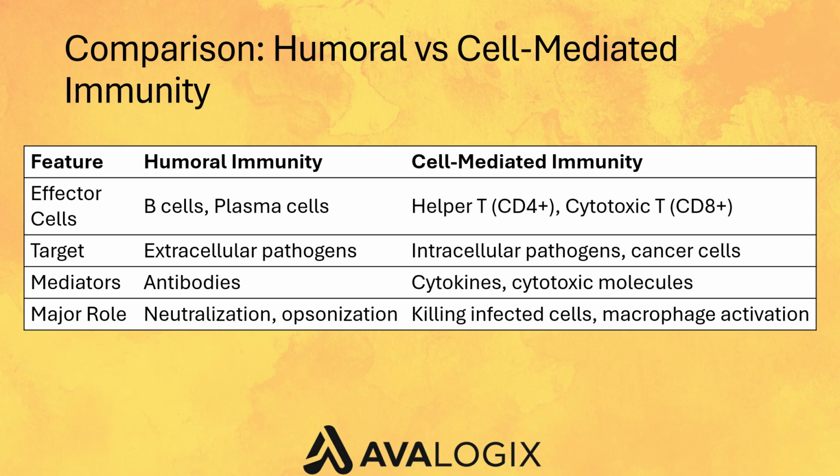Humoral immunity acts mainly in body fluids, whereas cell-mediated immunity acts within tissues and cells. While both systems are specific and generate immunological memory, their mechanisms differ. One uses soluble antibodies, the other uses cellular cytotoxicity and cytokine signaling. Importantly, they work together. Helper T cells activate B cells in humoral immunity, and antibodies can assist cytotoxic T cells by marking targets. This synergy ensures a comprehensive immune defense capable of handling a wide range of threats.